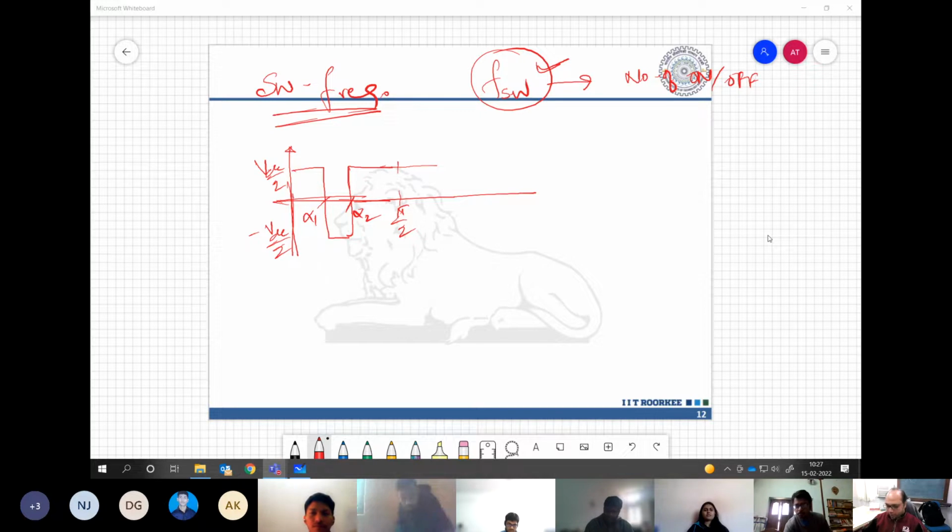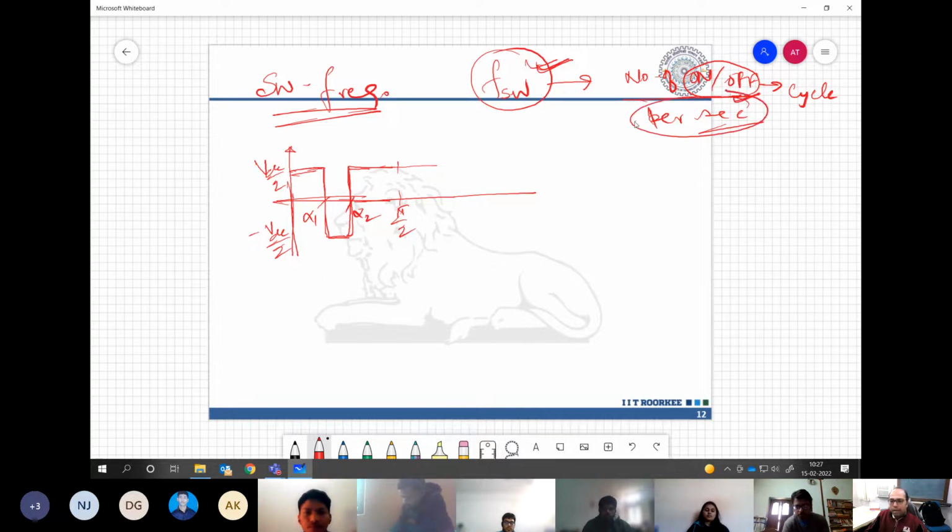Okay, so the number of on-off transitions per second, that is the definition of switching frequency. An on-off cycle is called the switching cycle. That means your device is going off and then going on, or vice versa, and how many times that is happening per second gives the indication of switching frequency in general.